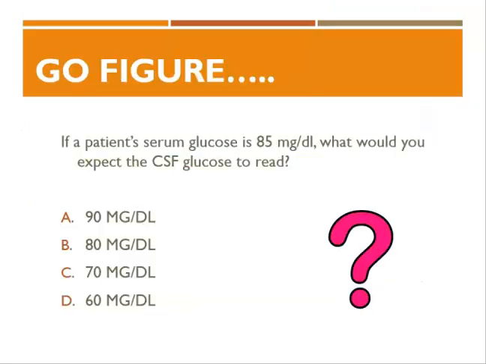So here's just a trivia question to go along with what we just learned. If a patient's serum glucose is 85 milligrams per deciliter, what would you expect the cerebrospinal fluid glucose to read? Pause the video at this time before you go on and find out what the answer is. Have you answered it on your own? If you have, you should have got D, 60 milligrams per deciliter for the cerebrospinal fluid.